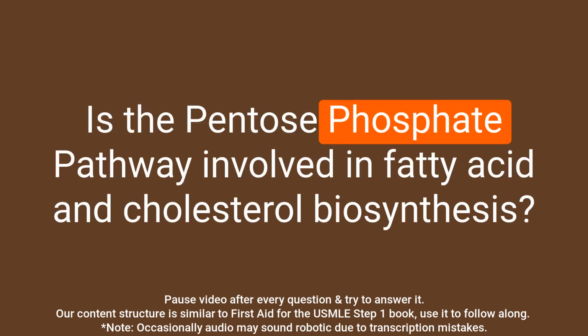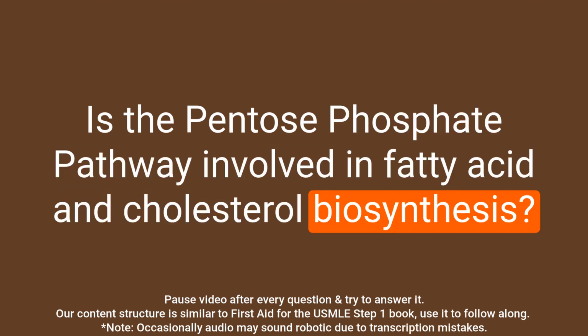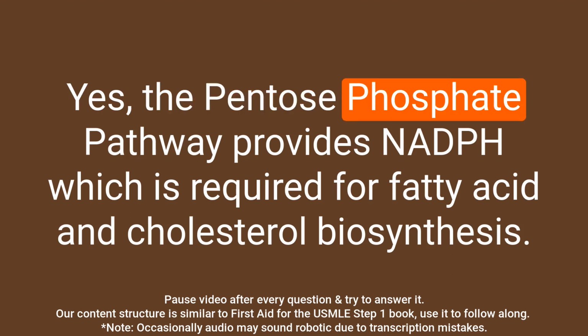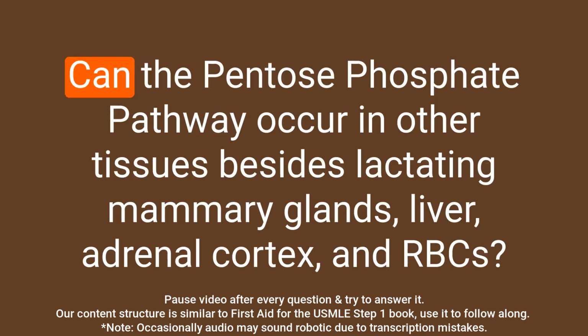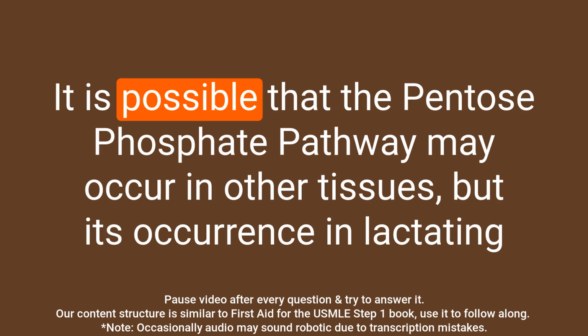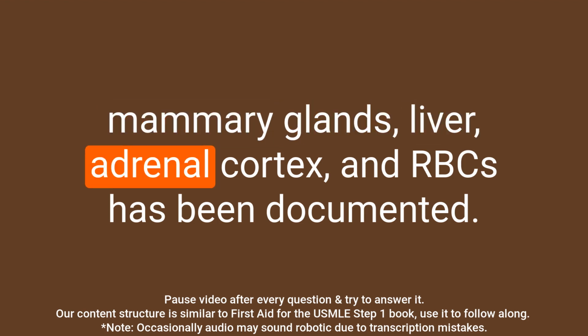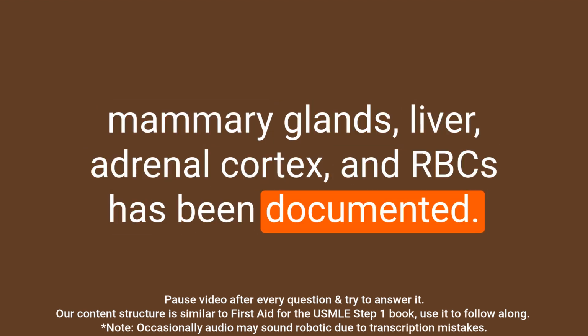Question: is the pentose phosphate pathway involved in fatty acid and cholesterol biosynthesis? Answer: yes, the pentose phosphate pathway provides NADPH, which is required for fatty acid and cholesterol biosynthesis. Question: can the pentose phosphate pathway occur in other tissues besides lactating mammary glands, liver, adrenal cortex, and RBCs? Answer: it is possible that the pentose phosphate pathway may occur in other tissues, but its occurrence in lactating mammary glands, liver, adrenal cortex, and RBCs has been documented.